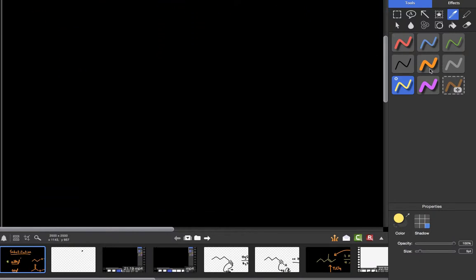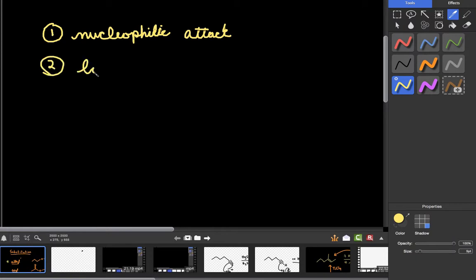Substitution reactions will always involve two mechanistic steps. One will be, of course, a nucleophilic attack. And number two, it will involve loss of a leaving group.